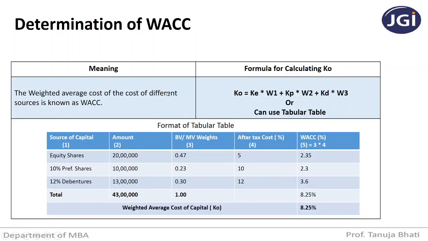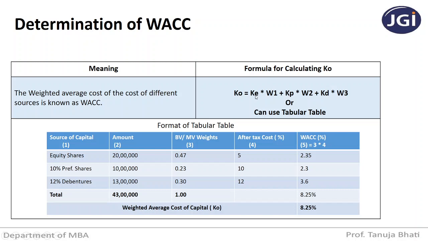Moving ahead. Now how do you determine WACC, that is, weighted average cost of capital? We saw how to determine the weights, and we know how to determine the cost of capital for each individual source. Let us see how to find out the weighted average. The weighted average cost of different sources is known as weighted average cost of capital. If we take the average of each source of capital based on the weights, we get the weighted average cost of capital. Now what is the formula to calculate KO? As you all know, weighted average cost of capital is denoted by KO.